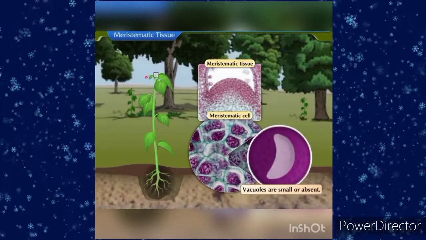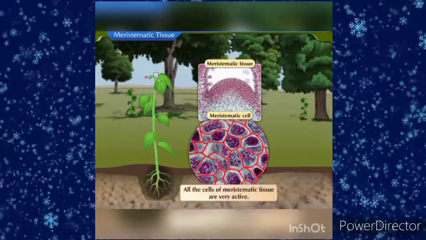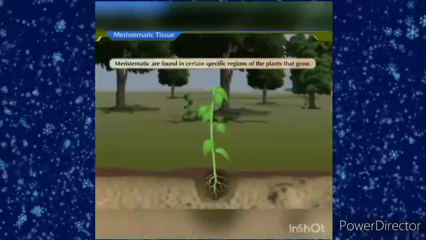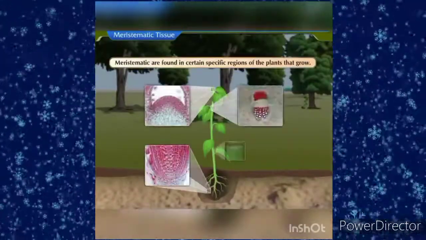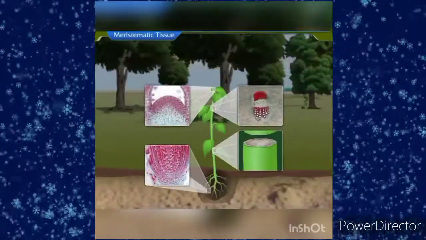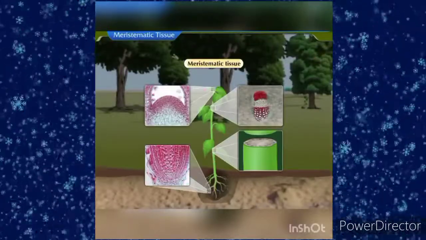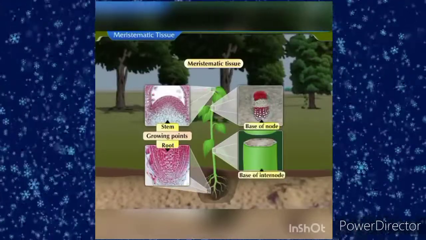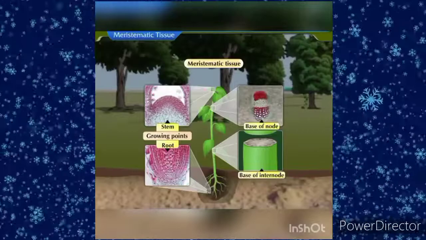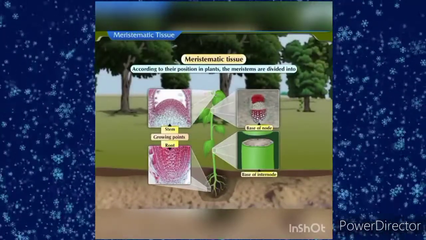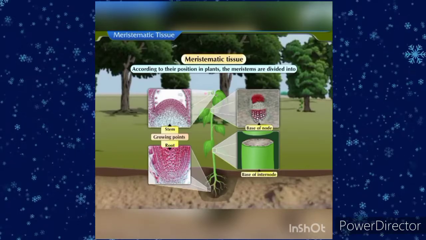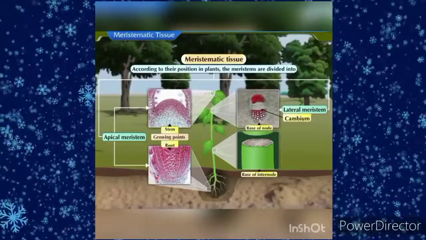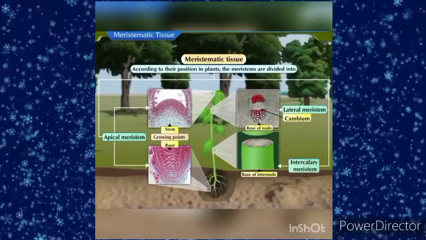Vacuoles are small or absent. All the cells of this tissue are very active. They are found in certain specific regions of the plants that grow. Meristematic tissue is located at the growing points of roots and stems, base of node, base of internode, or at the base of the leaf. According to their position in plants, the meristems are divided into apical meristem, lateral meristem, and intercalary meristem.